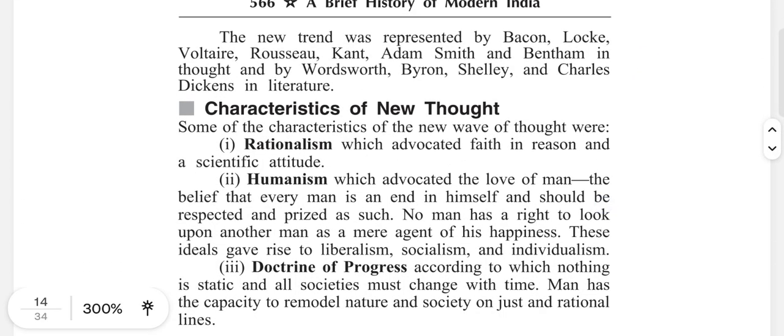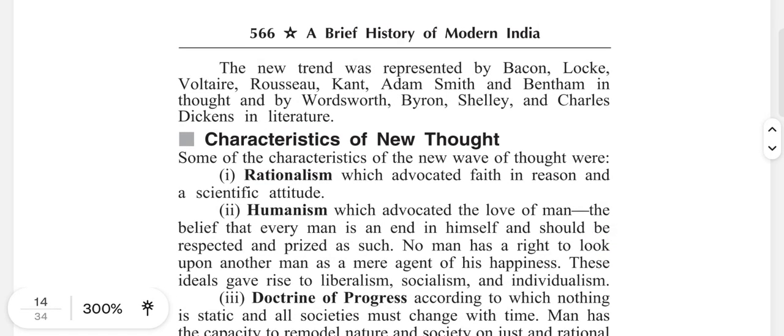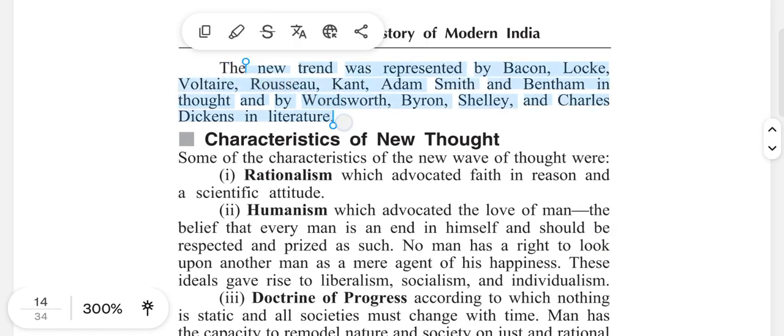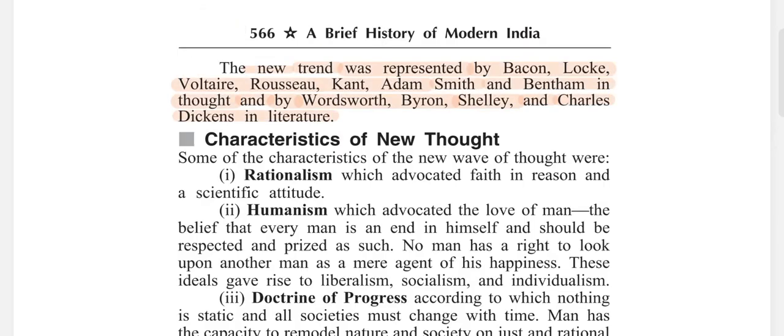A Brief History of Modern India. The new trend was represented by Bacon, Locke, Voltaire, Rousseau, Kant, Adam Smith, and Bentham in thought, and by Wordsworth, Byron, Shelley, and Charles Dickens in literature.